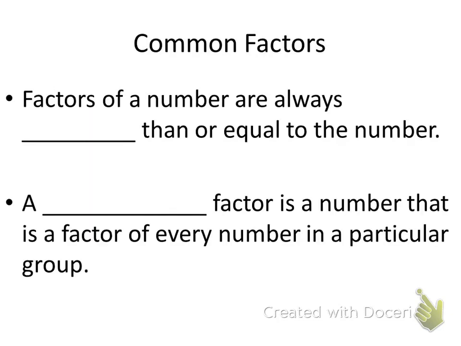This is just getting you thinking. Okay, so factors of a number are always what? Factors of a number are always blank than or equal to the number. So for example, when you did all the factors of 36, 1 and 36, 2 and 18, 3 and 12, they were all what? All those factors were blank or equal to the number.